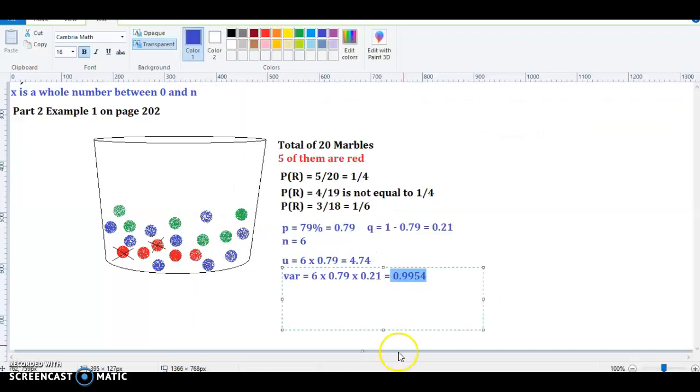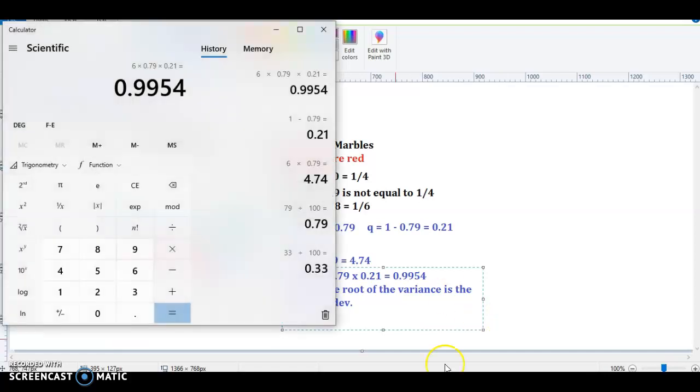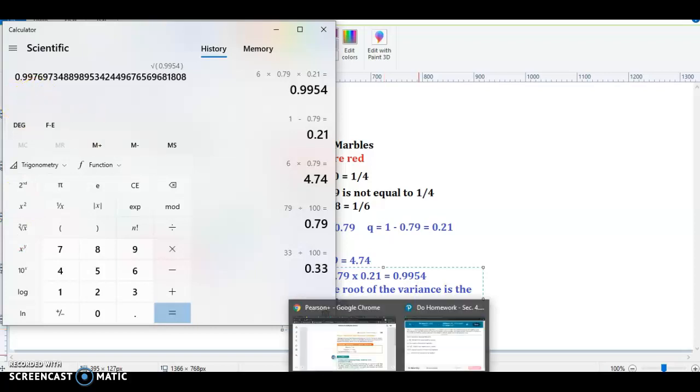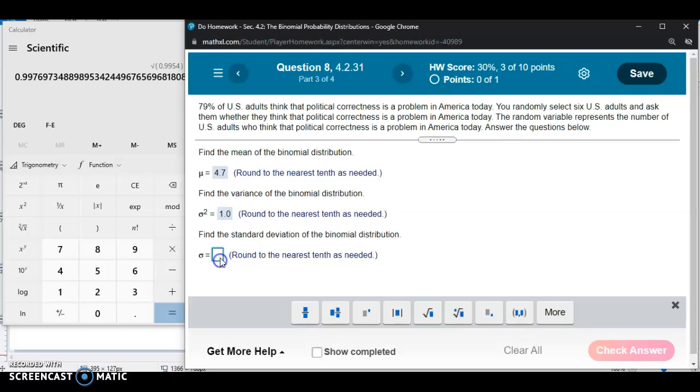So the square root of the variance is the standard deviation. Okay, so we're going to take the square root of 0.9954, and we get 0.997. When we round that, it's still going to be equal to 1. So the standard deviation is 1.